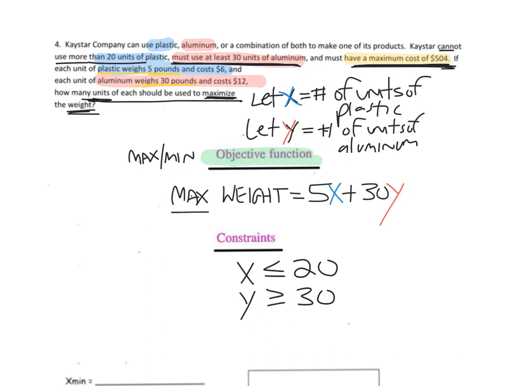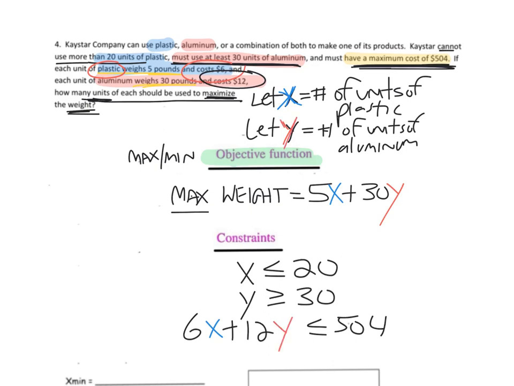You must have a maximum cost of $504. So that means the cost has to stay less than or equal to $504. Well, here they mention some costs. Plastic costs $6. So I'm going to take 6 and multiply it by X, the number of units of plastic. And aluminum costs $12. So I'm going to take 12 and multiply it by Y, the number of units of aluminum. And that has to be less than or equal to 504. Well, it looks like I've used all of the information that's given in the problem.